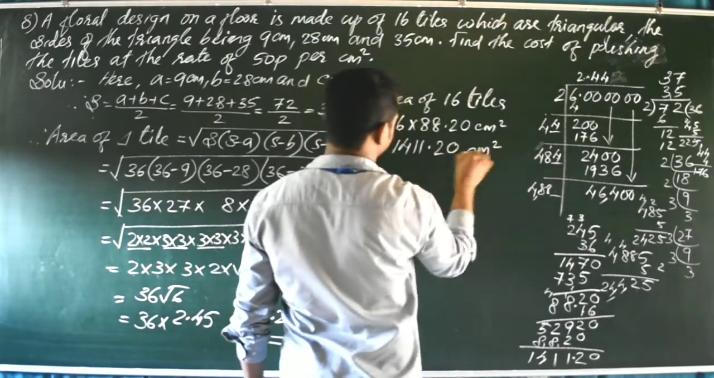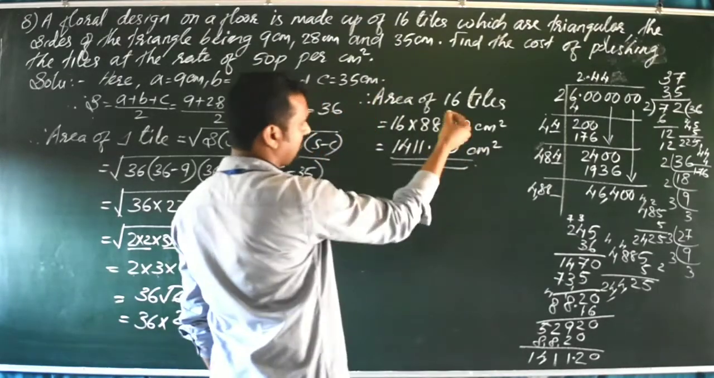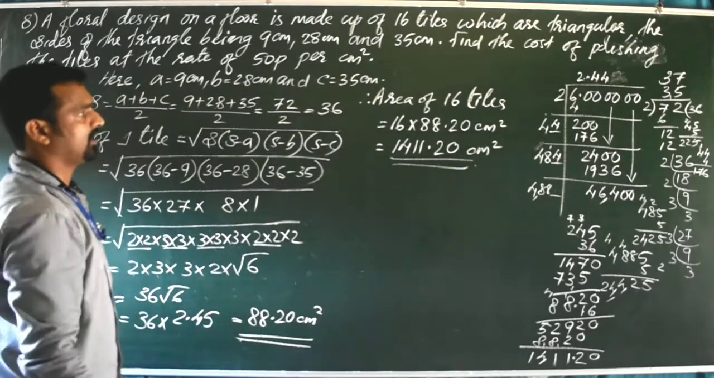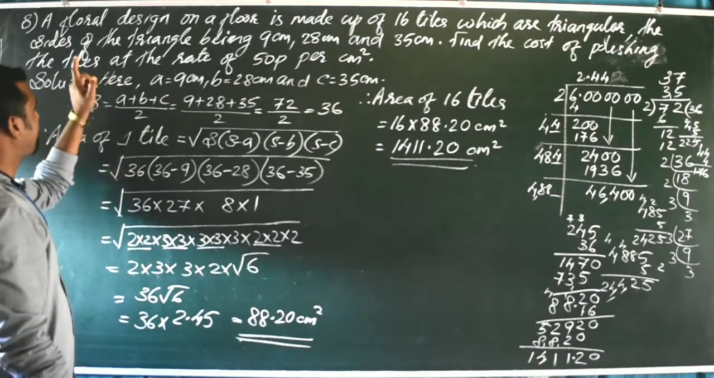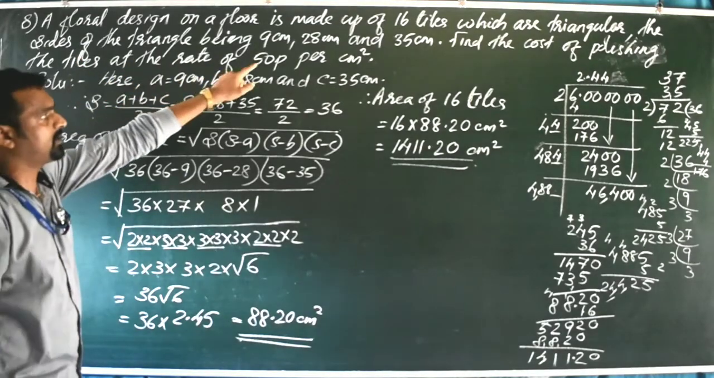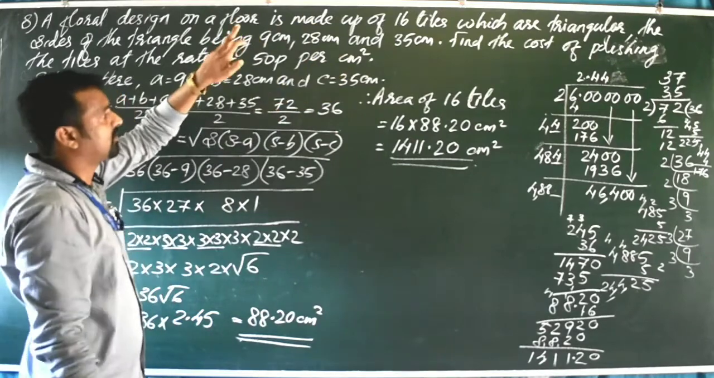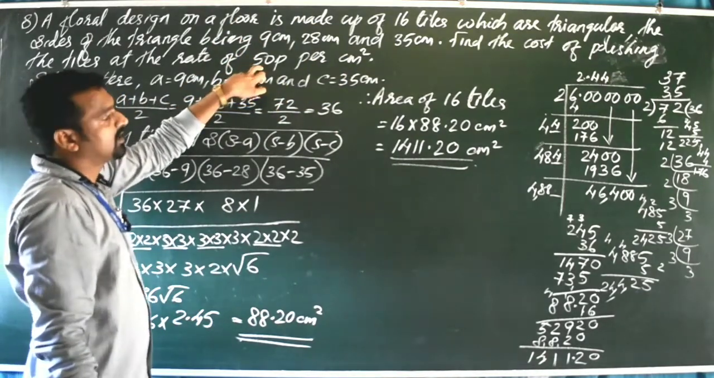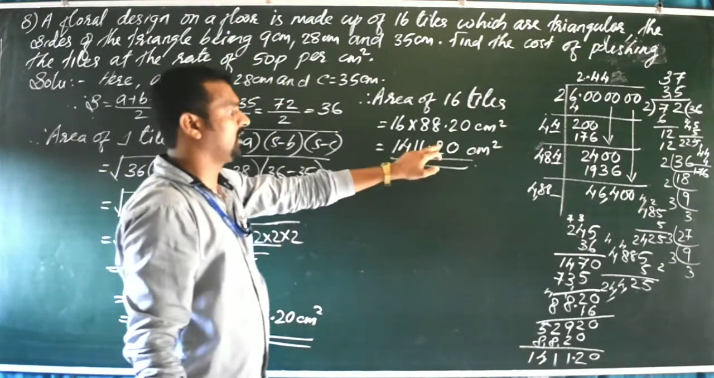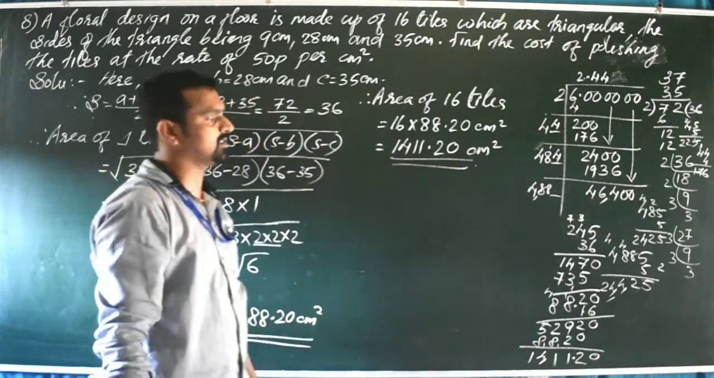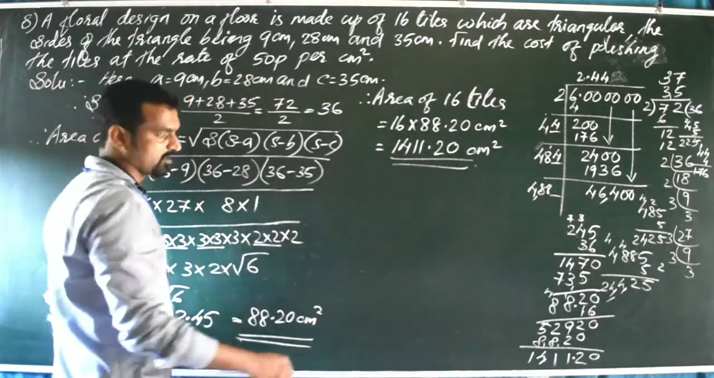1411.20 centimeter square. That is the area of 16 tiles. Now we have to find out the cost of polishing the tiles at the rate of 50 paise per centimeter square. If it is 1 centimeter square, then the cost of polishing is 50 paise. Then total 1411.20 centimeter square is there. So we have to find out its cost.